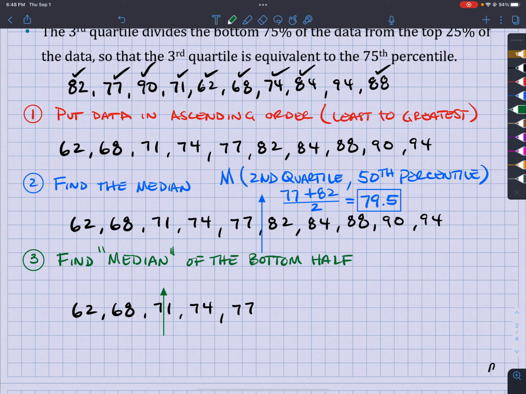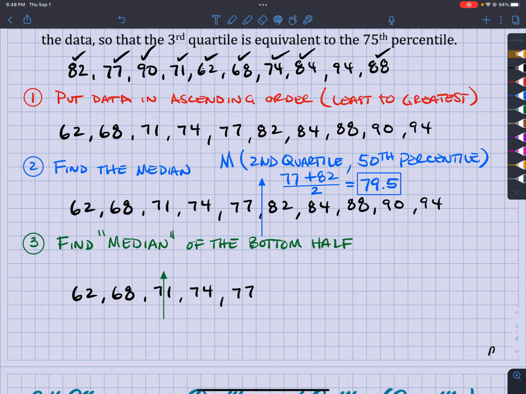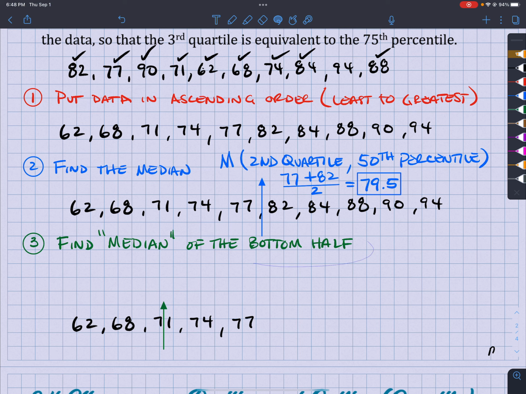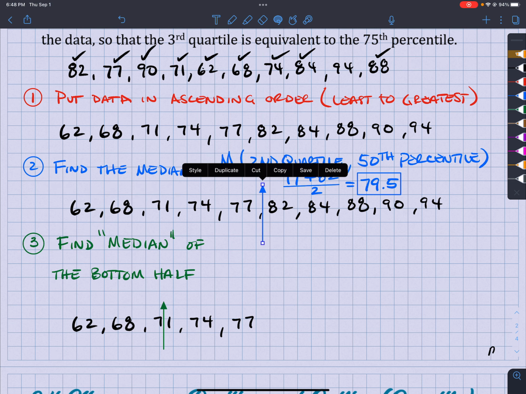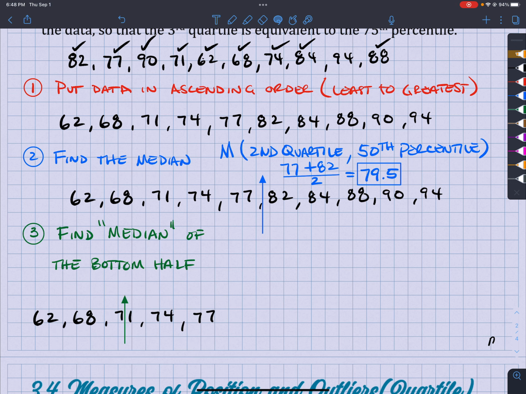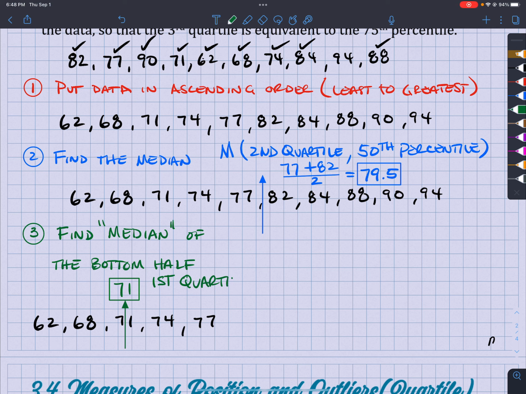Let's bring this down a little more. Okay, there we go. So that is a 71. And that would be considered my first quartile, which is also known as the 25th percentile. All right.